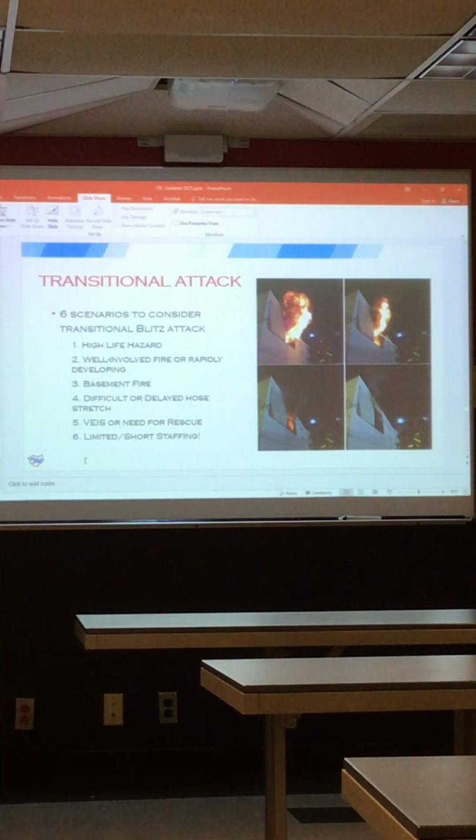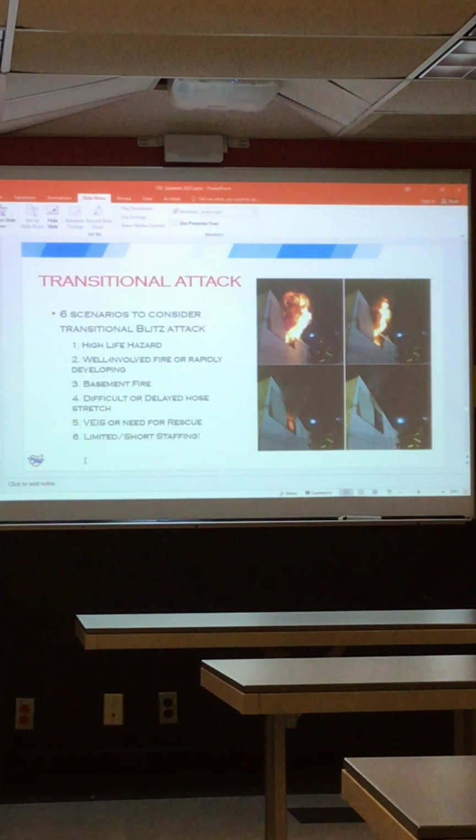Transitional attack, 6 scenarios to consider the blitz attack. All right, you've got a high life hazard, well-involved fire, rapidly developing, kind of like what we had on Euclid. It was getting out of control pretty quick. The radiant heat was pretty bad, and it needed to be knocked down. Basement fires are huge. If you have a basement fire and you can bust a window out down there and flow water in before you make entry, make things better for yourselves by getting water on that fire, do a transitional attack, and then find a better way in.